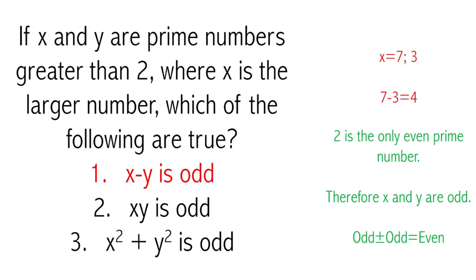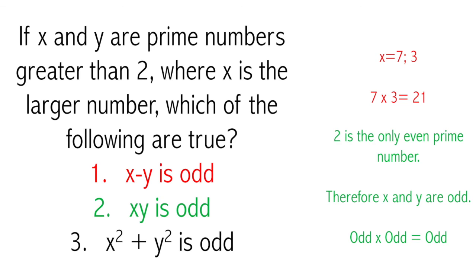The better way to think is that 2 is the only even prime number. Therefore, x and y have to be odd. Any addition or subtraction operation between two odd numbers is always going to result in an even number, and therefore it has to be even. Therefore, the first statement is never true.